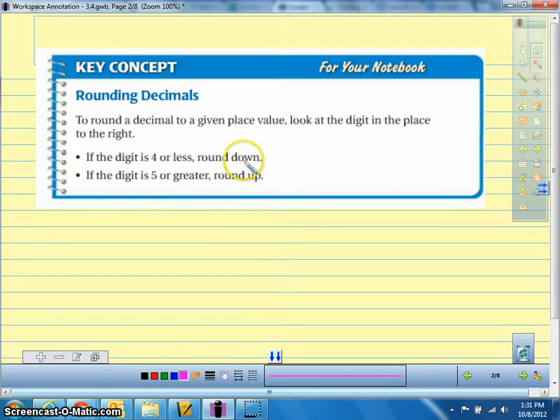And actually, when we say we round it down, it just means that number stays the same. So rather than saying round it down here, I'm going to say if it's a 4, a 3, a 2, a 1, or a 0, the number stays the same. It's technically rounding it down, but for our purposes, we're going to call it staying the same.